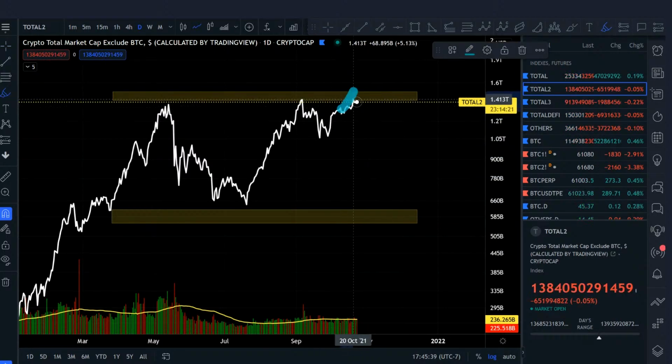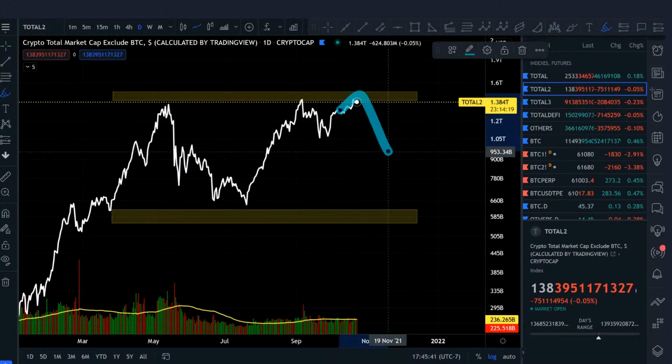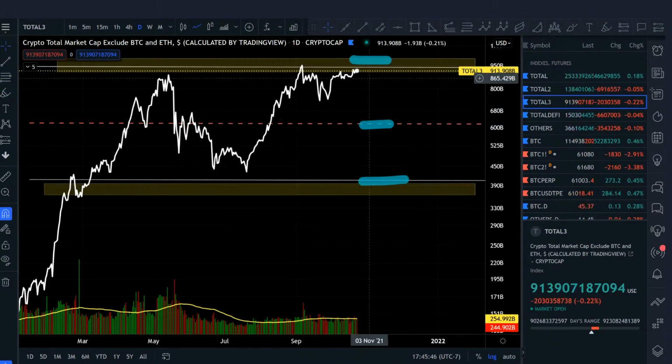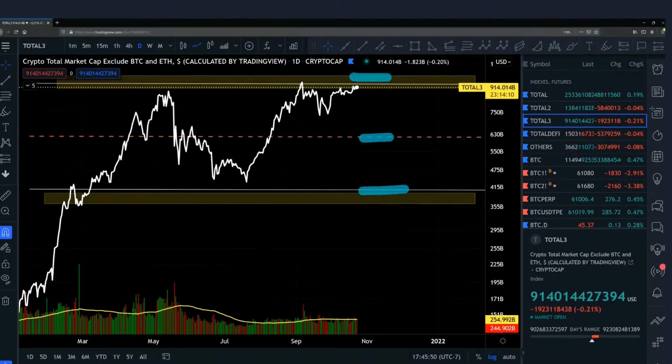Breakouts are always tricky because if the breakout fails, then we're pulling back significantly. The breakout must continue with power. Okay, total 3, same idea. I already drew that in blue several times.